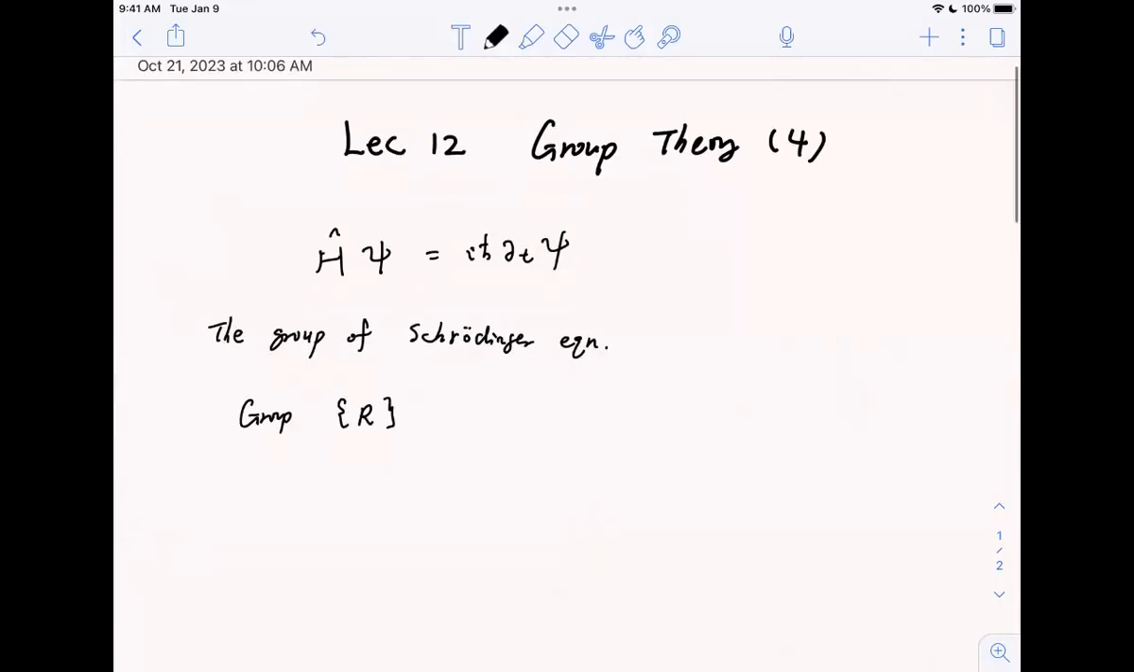Then you have the representation, which I call P_R. P_R is the operator on the wave function. These are operators on the wave function, and they are the representation of the symmetry group.